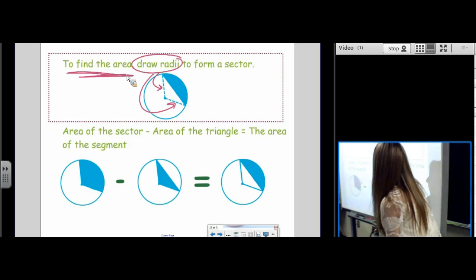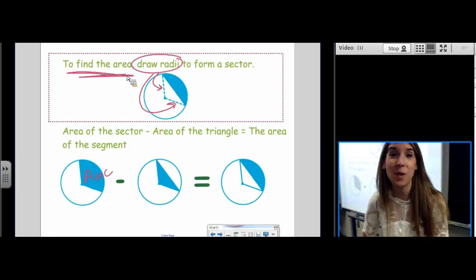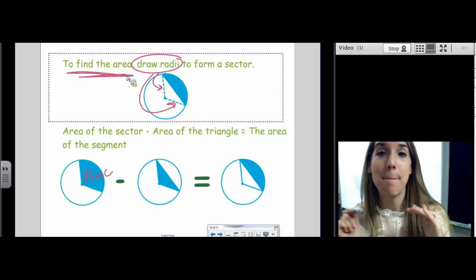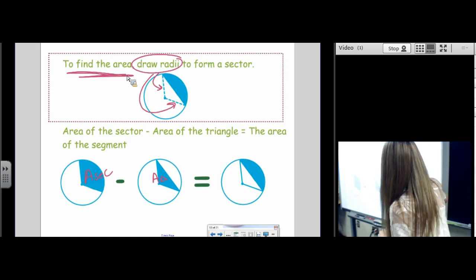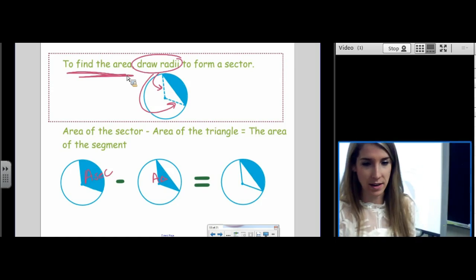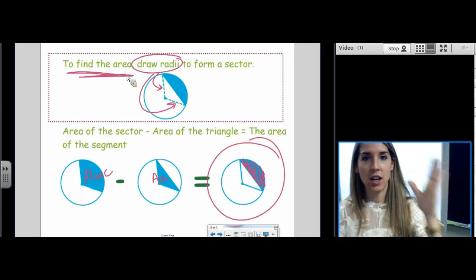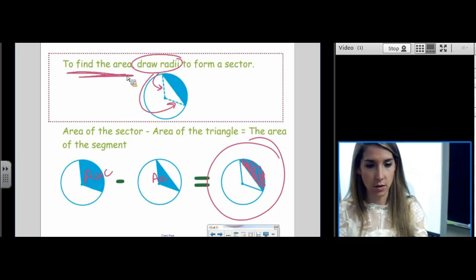Then we're going to find the area of this triangle, area of a triangle. And then we're going to subtract them. And when you find the area of the piece of pie minus the area of the triangle, then you'll get the area of the segment. It's called a segment. Crazy, huh? So sector minus triangle. I'm going to give you a minute to write this down if you're taking notes.